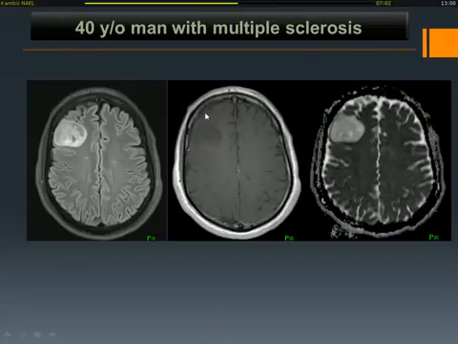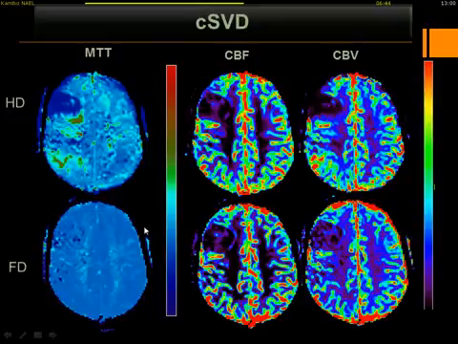So this was a 40-year-old man with multiple sclerosis. He had this non-enhancing cortical-based lesion. The question was tumefactive MS or astrocytoma. Therefore, the referring physician asked for a perfusion scan. So we did include this patient in our study. We did both half-dose and full-dose perfusion.